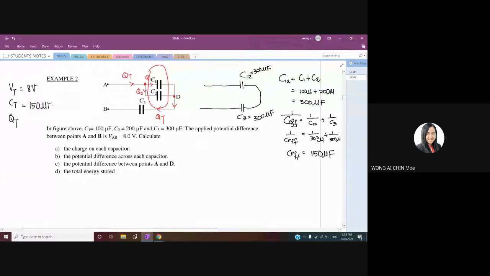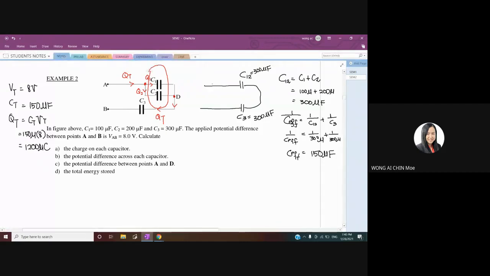Now you have V total and C total, and you want to find Q total. Q equals CV, so for Q total you must use C total and V total. Your C total is 150 micro and your V total is 8 volt, meaning your Q total is 1200 microcoulomb. So now we have V total, C total, and Q total. But the question asks us to find the charge on each capacitor.